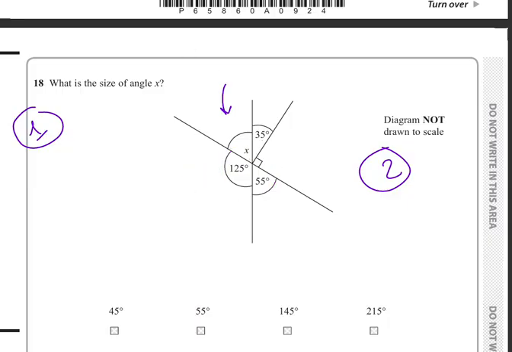So that means, first of all, I'm going to add them all and then subtract from 360. Okay, so 35 plus 90, because that's 90, plus 55, and plus 125. Here you will have a number. Subtract this number from 360, you will get this answer here. This is method 1, all right?